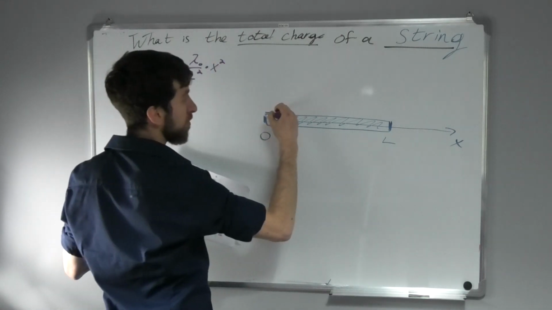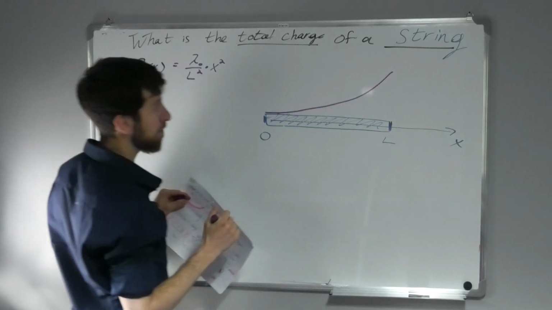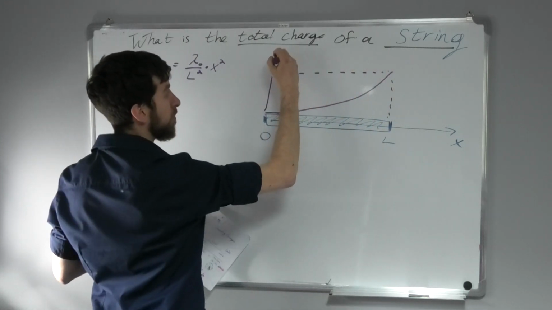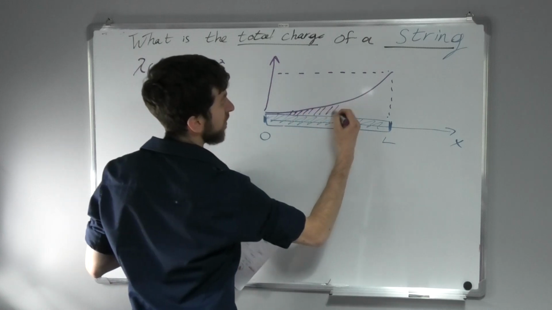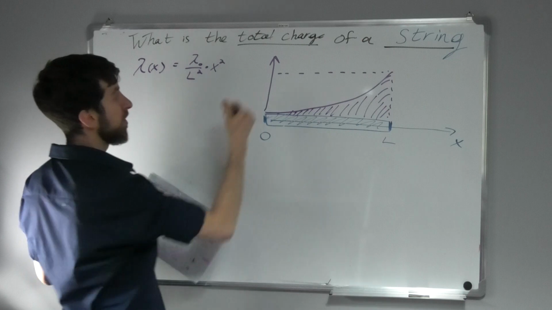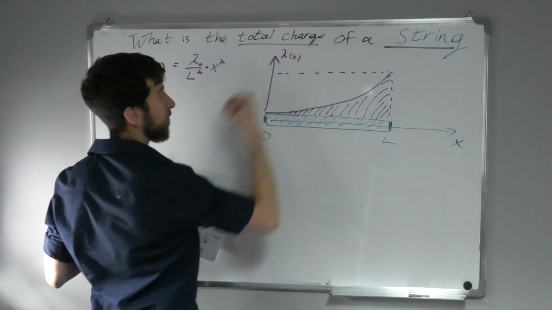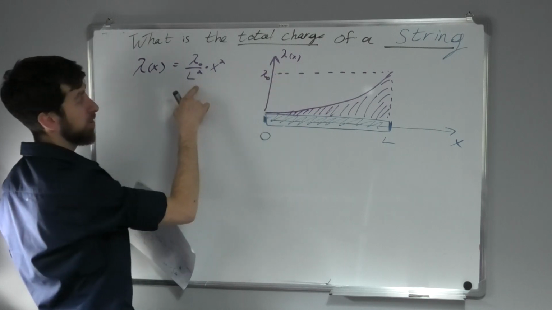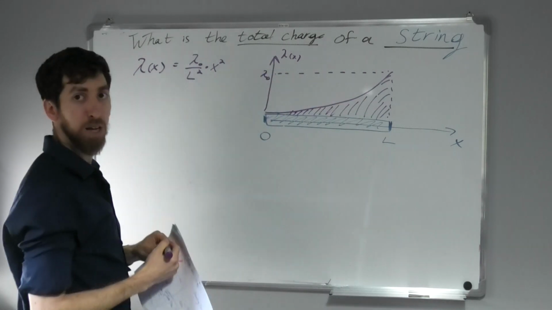So what does it mean? It means that the charge is like a parabola. Right here, this is how much charge I have. How much charge do I have here? So this is going to be lambda as a function of x. In this specific location, if I use this equation, I know it's lambda naught.